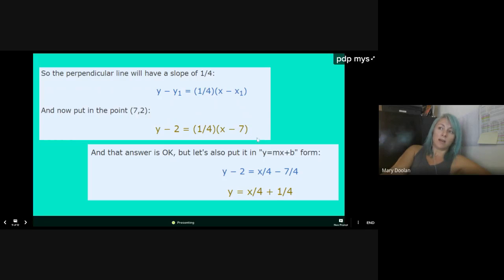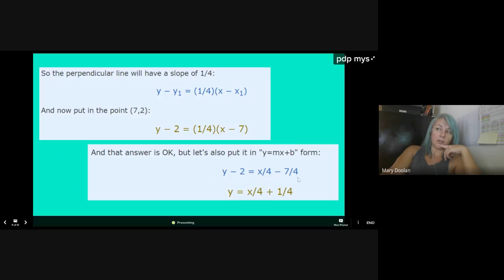And once you've done that, that is technically true, but it's nice to also be able to put it in slope intercept form, y equals mx plus b form. And to do that, we actually have the distributive property right here: 1/4 times x minus 7. So we're going to multiply 1/4 by x and multiply 1/4 by 7. 1/4 times x is x over 4. 1/4 times 7 is 7 over 4. We keep the subtraction sign here.